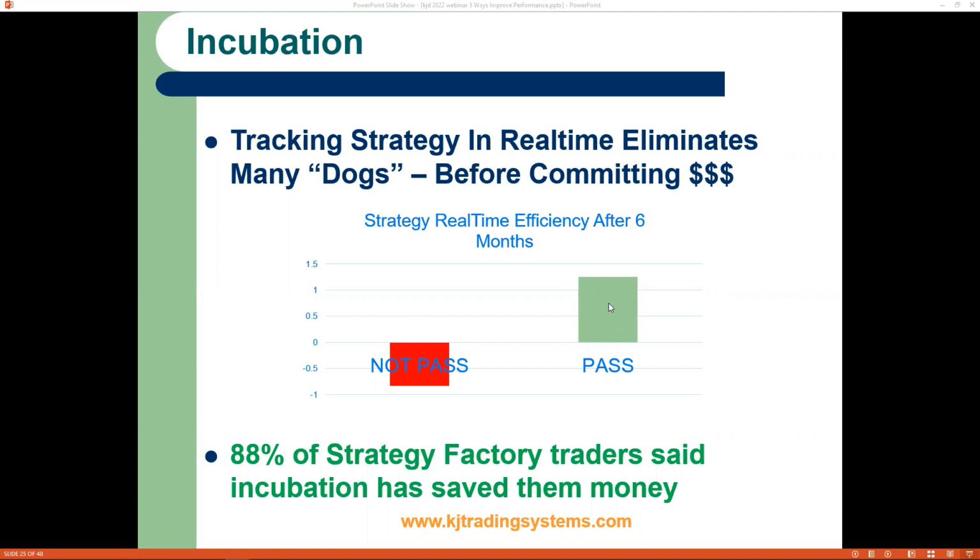The downside to it is, what if you have a really good strategy and it's making money? Now you have to wait 6 months or 9 months and you watch those profits that you aren't getting because you're not trading it for real. That does happen. That's the price you pay for it. But overall, you're going to find you avoid bad strategies, and that's going to make up for any good strategies that you aren't trading during that period. So again, 88 to 90% of people said, hey, this saves them money.